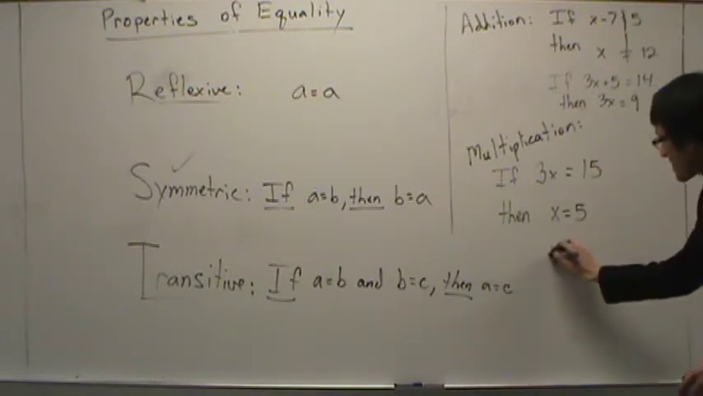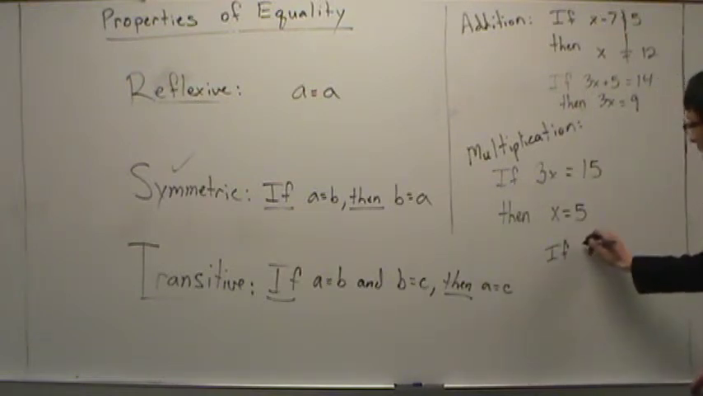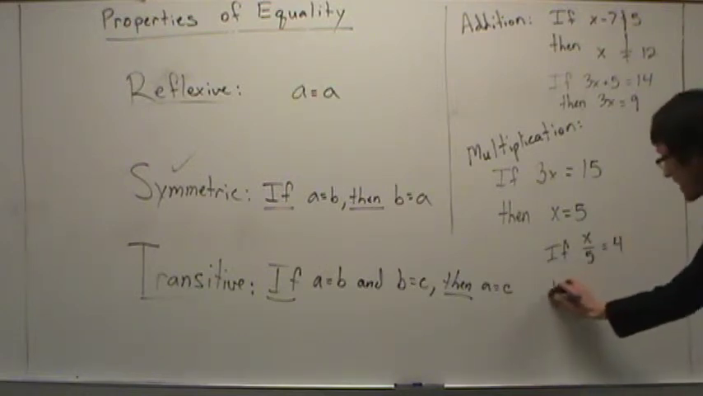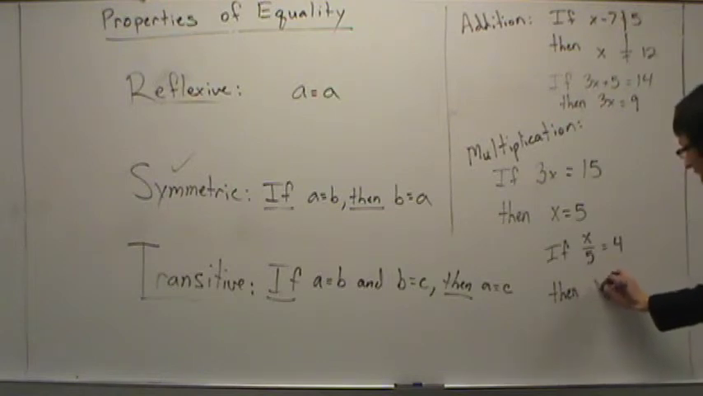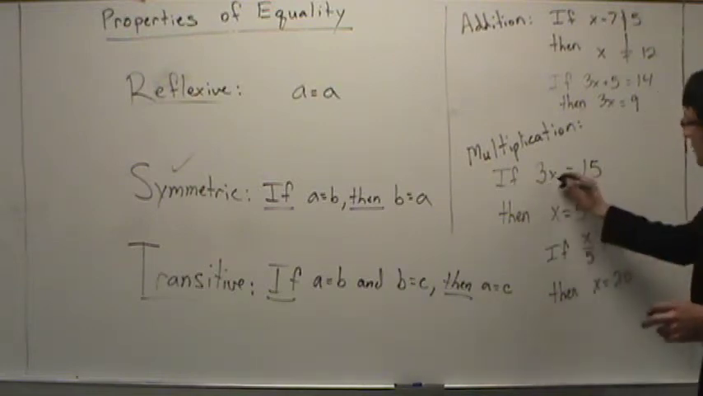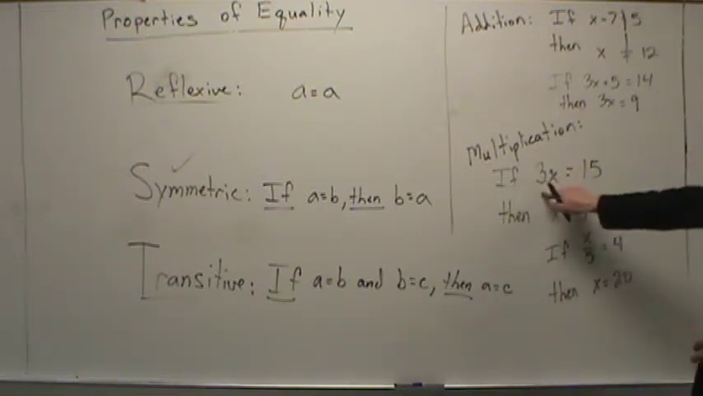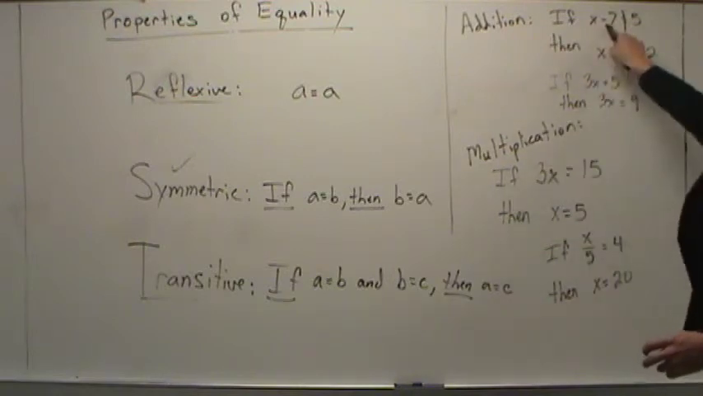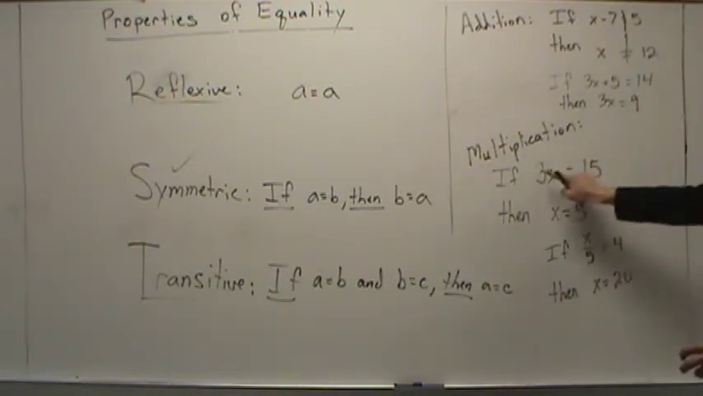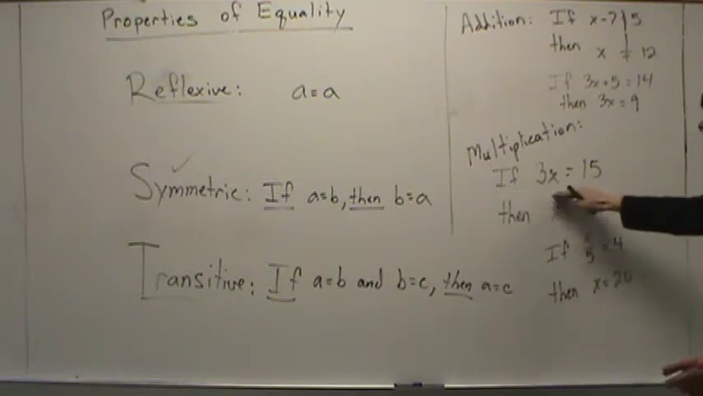All right, lastly, if x over 5 is equal to 4, then x is equal to 20. Okay, so again, fill in the blank. Notice 3 is being multiplied by x. How did we get rid of it? 3 was being multiplied. What did we do? We divided. Okay. Notice 7 was being subtracted, so we added. 5 was being added, so we subtracted. 3 was being multiplied, so we divided by 3.